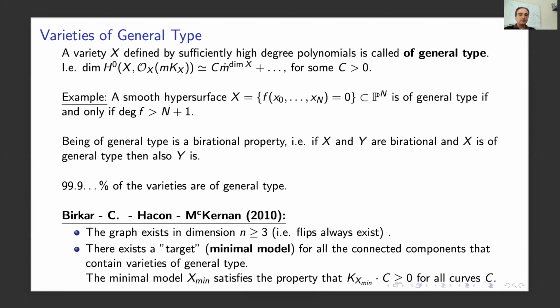So from a more precise point of view, a minimal model satisfies the property that the canonical divisor of such a variety is non-negative on every curve contained in such a variety. So this is the formal way to define a minimal model. It's possible to show that it's equivalent to being a target, because remember, an arrow in our graph means that we are getting rid of curves which have negative degree with respect to the canonical divisor. So if there are no such curves, then there is no arrow starting from our variety.